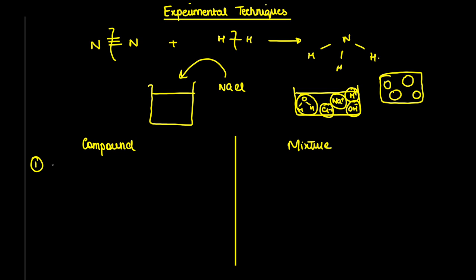So compounds are pure substances. Why are they pure substances? Because they contain only one type of particles.